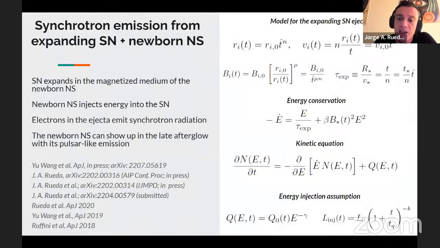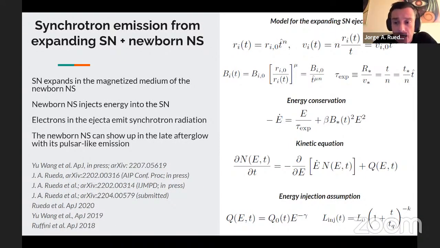Give me, please, just a moment to show you the concept. The multiwavelength afterglow, I mean the X-ray, optical and radio emission of the afterglow, is synchrotron emission of the expanding supernova ejecta in the magnetized medium of the newborn neutron star. And so you get the energy, the electrons in the ejecta emitting synchrotron radiation, and the newborn neutron star also injects energy into this.